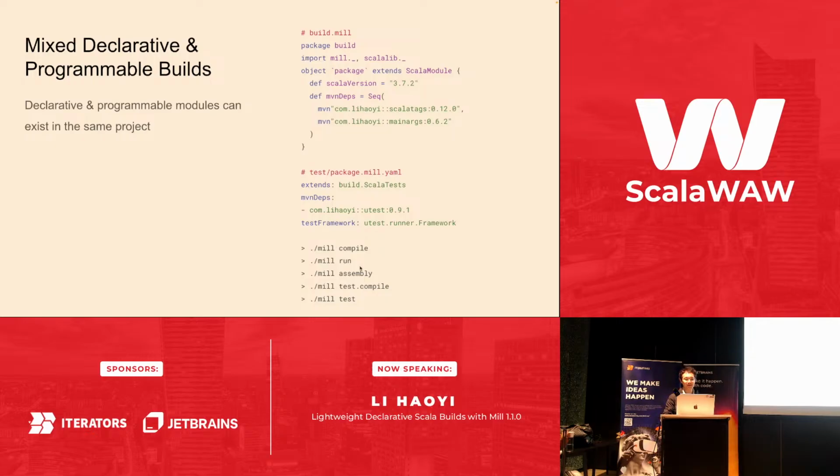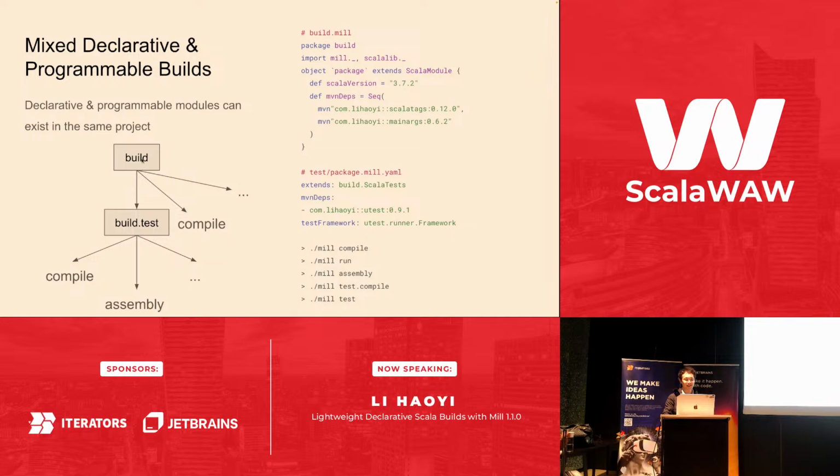And everything we saw earlier with the full programmable or the full declarative styles works here as well. You can compile, run, assembly, you can test compile, you can run test alone. All of that stuff works because both the declarative and programmable builds config files are in the same build hierarchy, in the same build tool. They form the same module tree and same task graph.